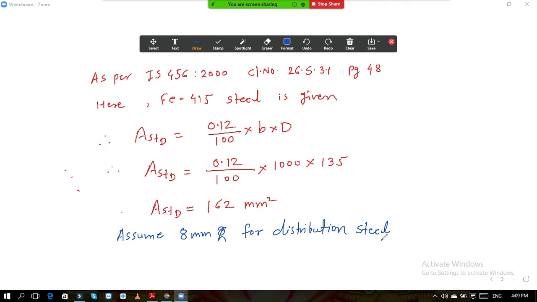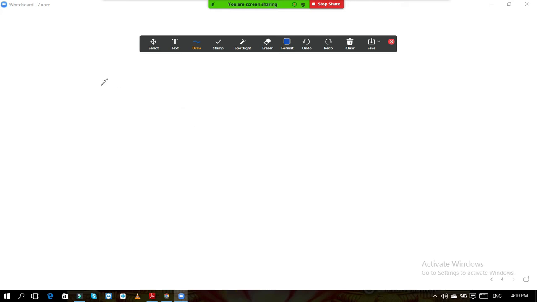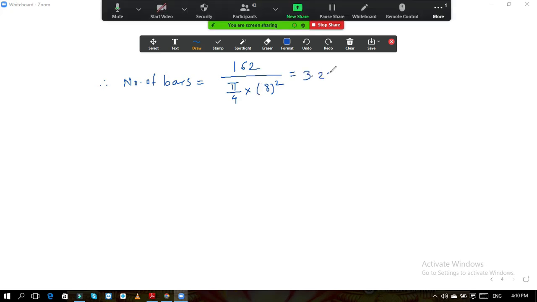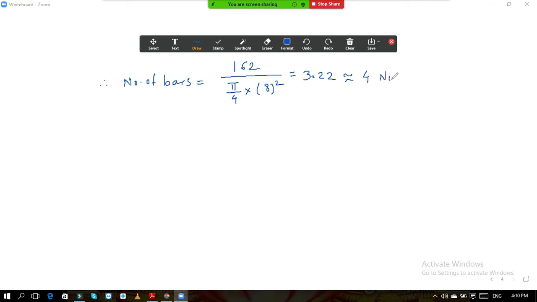Okay. So we will calculate now the number of bars. Therefore, number of bars equal to, how many number of bars are there? So area of steel, that is Ast 162, divided by area of single bar. So how many number of bars are required? So it is 3.22. So we will round up that value to 4 numbers.